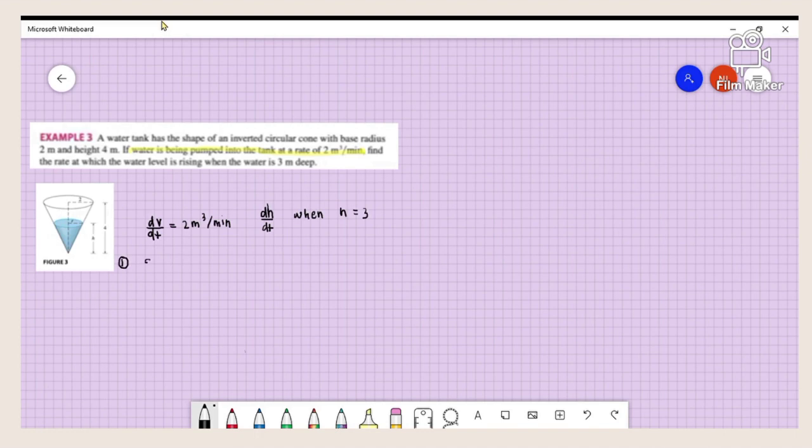So dh over dt equals dh over dV times dV over dt. What I'm going to substitute in the blank is based on the information given. So we are given dV over dt, so we are going to substitute dV here.